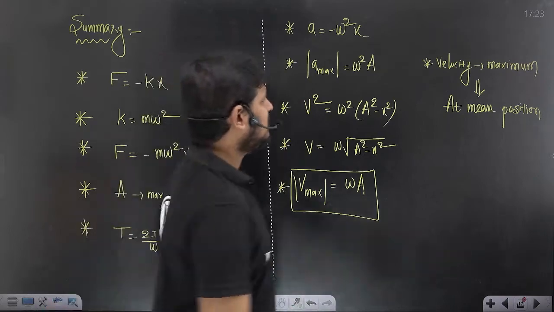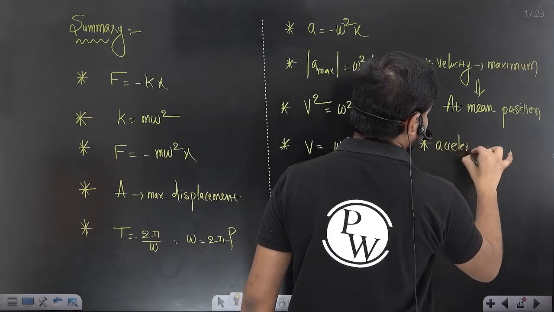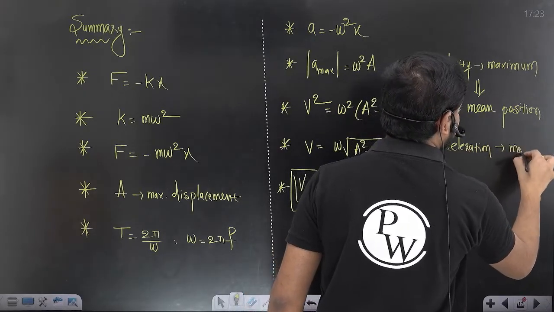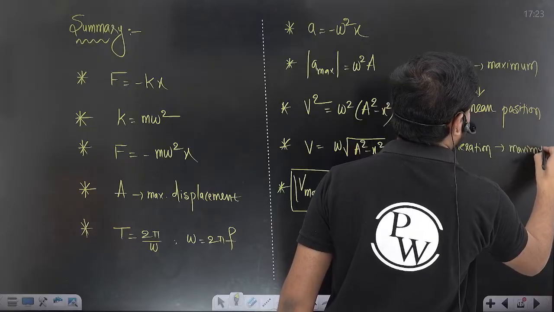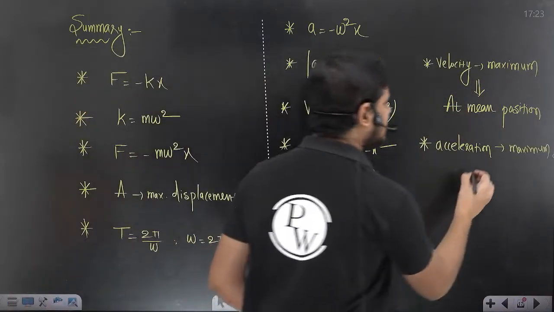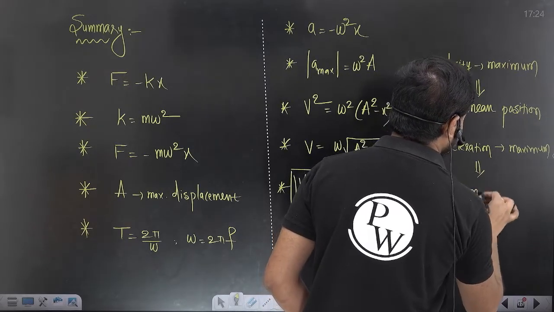Then the acceleration is maximum at the extreme positions. Acceleration will be maximum when the displacement is maximum. So where is the displacement maximum? The displacement is maximum at the extreme positions. Done this point? This is the basic information.